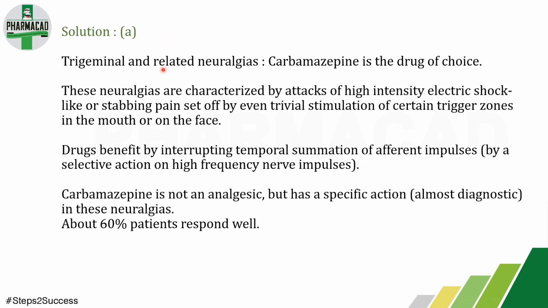In trigeminal and related neuralgias, carbamazepine is the drug of choice. These neuralgias are characterized by attacks of high intensity electric shock, okay, in the mouth or face. So the drug benefits by interrupting the temporal summation of impulses, and carbamazepine is not an analgesic but has a specific action in the neuralgias. Hence the correct option here is option A.